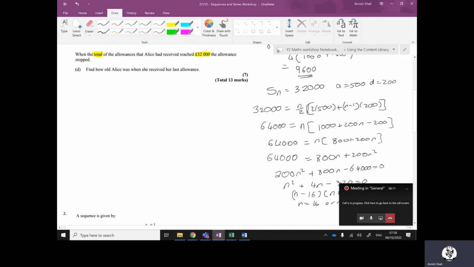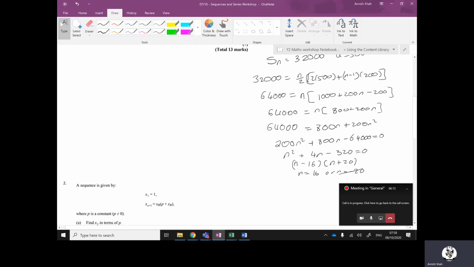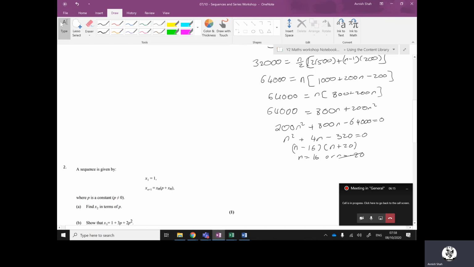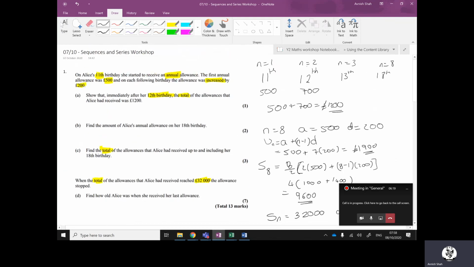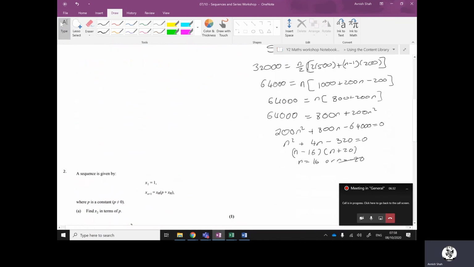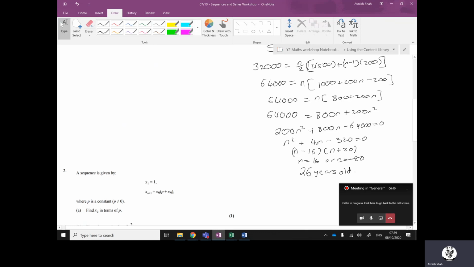Now n is 16, but they asked us how old was Alice. So if n is 16, go back to where you wrote down, n was 1, so it's 11th birthday, n was 2, 12th birthday, n was 3, 13th birthday. So from n to get to the birthday, we have to add 10. So then we can work out Alice's age is going to be, she's going to be 26 years old. So that's the first question.